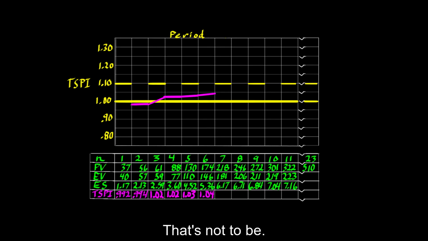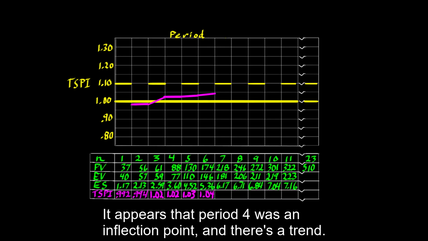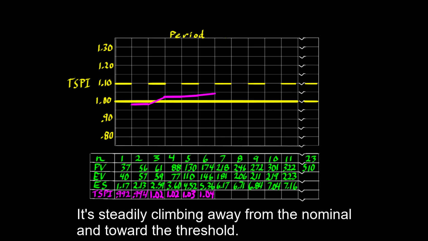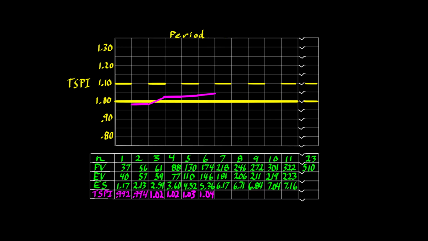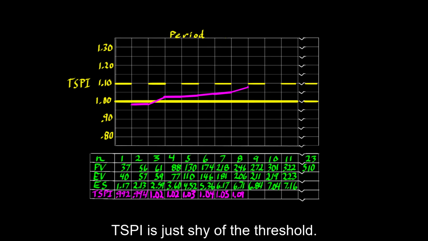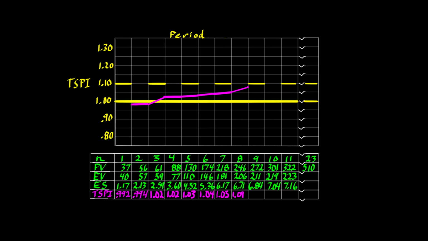That's not to be. It appears that period 4 was an inflection point, and there's a trend. It's steadily climbing away from the nominal and toward the threshold. That's clearly a call to action. In the real case, the call was not answered. By period 8, TSPI is just shy of the threshold.